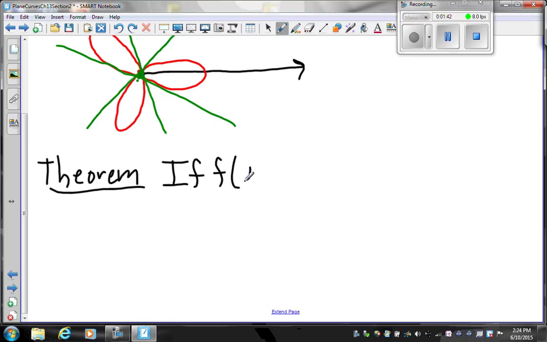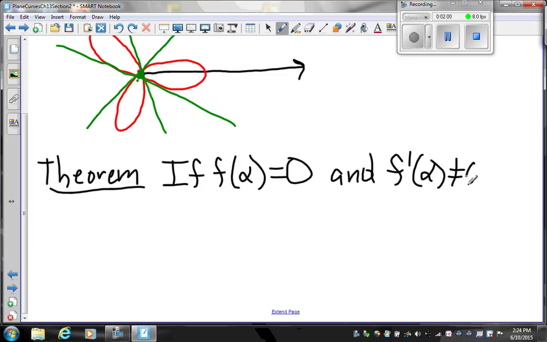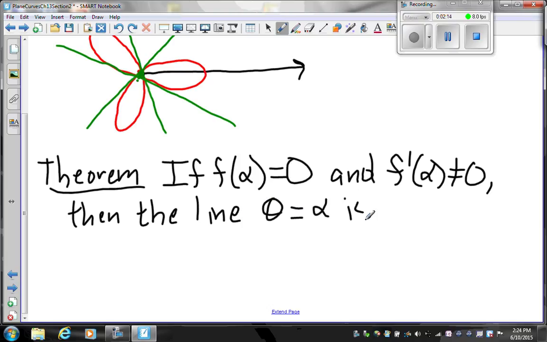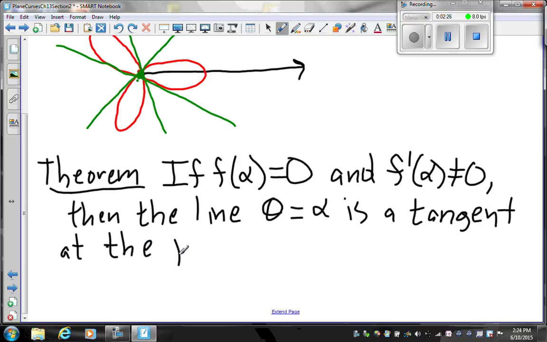If f of alpha is equal to 0, that would tell us that we have a point at the pole at that particular angle, and f prime of alpha is not 0, that would tell us that the derivative of f is not 0, then the line theta equals alpha is a tangent at the pole to the graph of r equals f of theta.